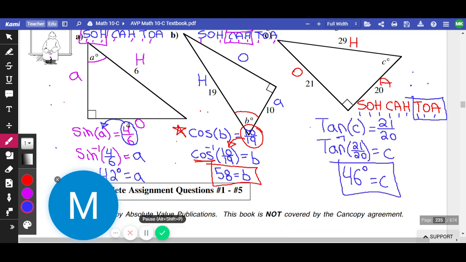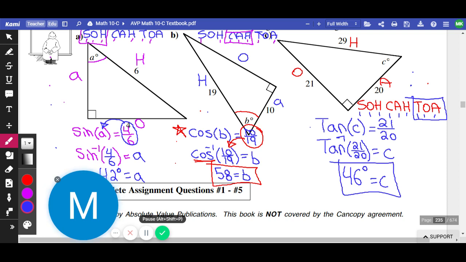Beautiful. So if you did that using sine, cos, or tan, you should have ended up getting 46 degrees. I used tan, so mine was 21 over 20. That's the opposite over adjacent. And I would have gone second tan, put that inside the brackets to get my angle. It was 46.397. 46.3 would round down to 46. Awesome. That's finding angles. Not that bad.